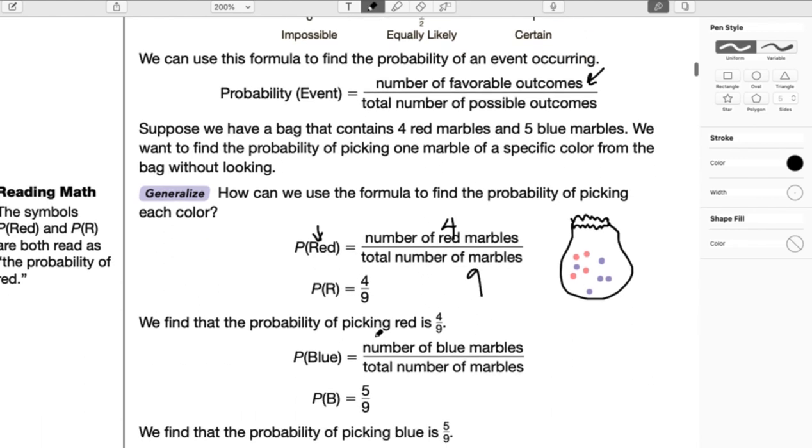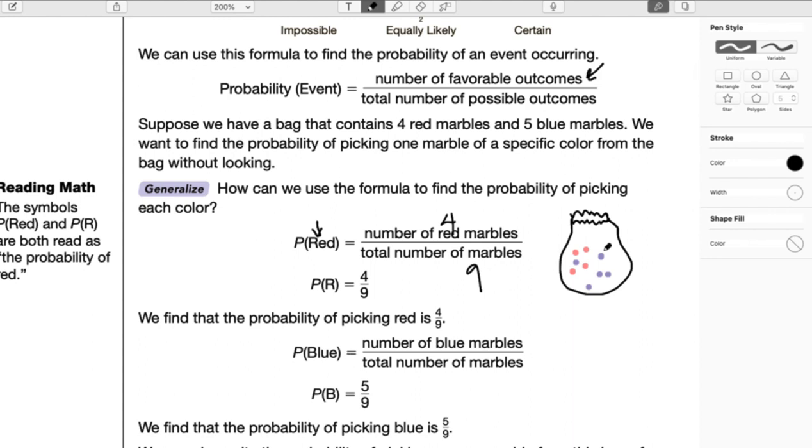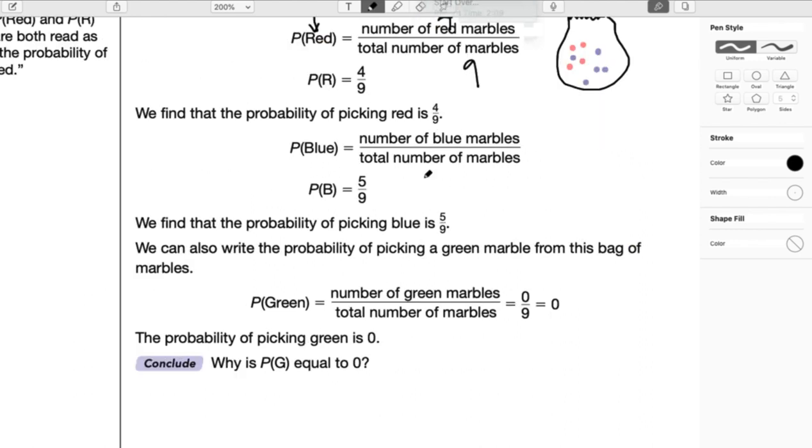Similarly, we can think about the probability of picking blue. Since there's 5 blue out of all 9, it's 5 out of 9. This is a fun one. What's the probability of picking green? Well, there's no green in that bag of 9 marbles, so it's 0 out of 9, which is 0. So we can say that that's an impossible situation.